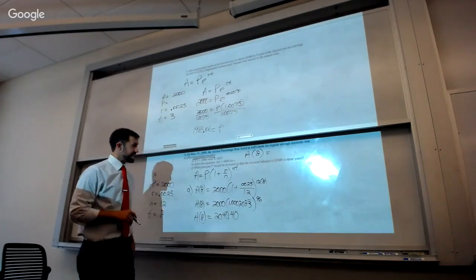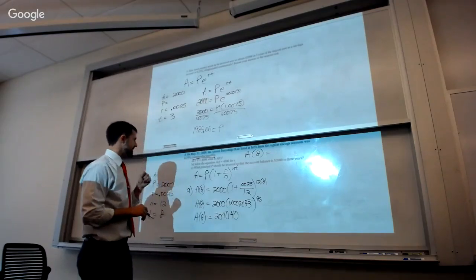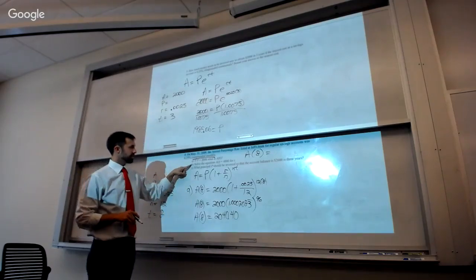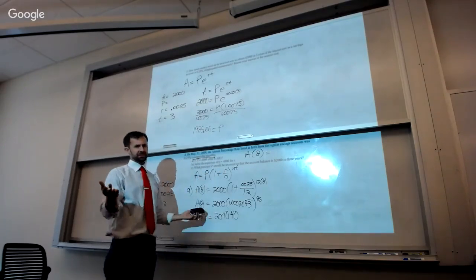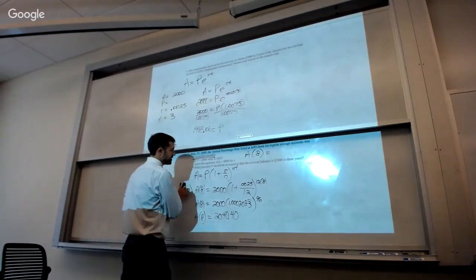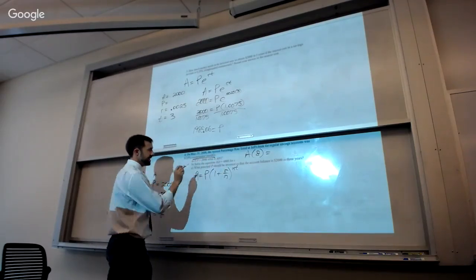$2,040.40. 8 years is a long time to wait to get $40.40. Okay, next it says solve the equation A of t equals 4,000. So I'm going to erase this because you can just hit rewind and look at it again. So now I want to solve the equation A of t.